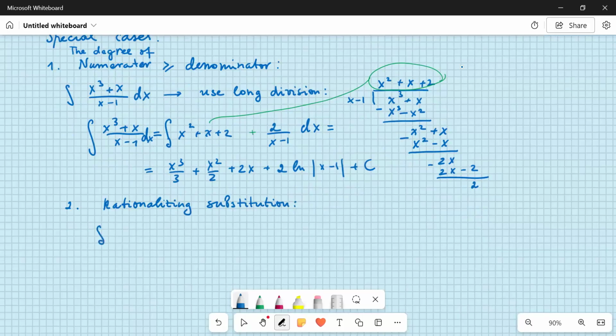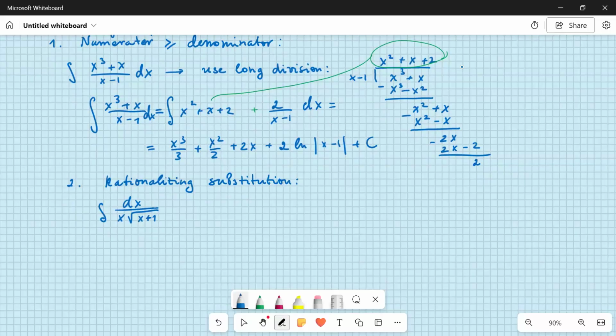Imagine that we are dealing with the integral dx over the square root of x plus 1. You see, this is not a rational fraction actually, because that's not a polynomial in the denominator. Whenever it has a square root, it's not a polynomial already. So we are going to do here a rationalizing substitution. So turn it into a polynomial, get rid of a square root.